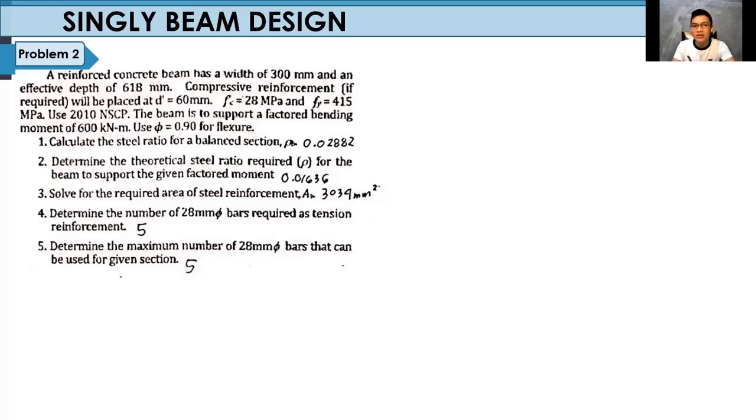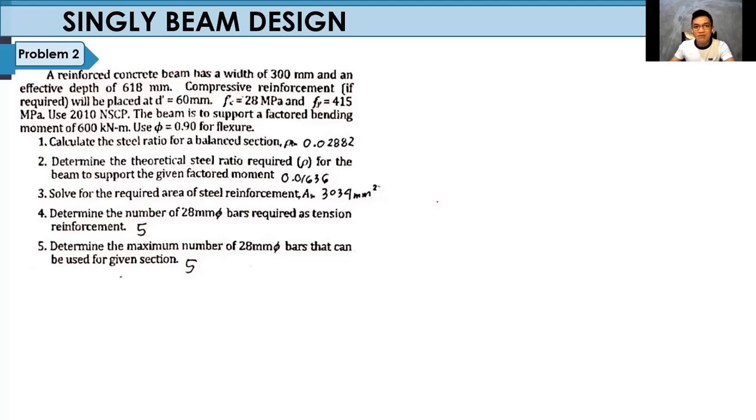So we'll be using 2010 NSCP, same lang din siya sa 2015 na NSCP. The beam is to support a factored bending moment, which is 600 kilonewton meters. So use natin na phi is 0.9 for flexure. Okay, so proceed tayo. Ang first thing that we need to solve is the steel ratio for balance section.